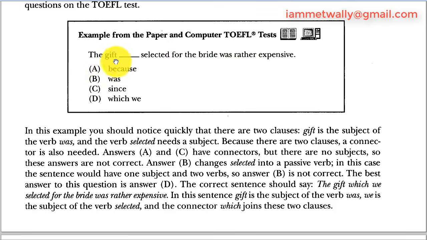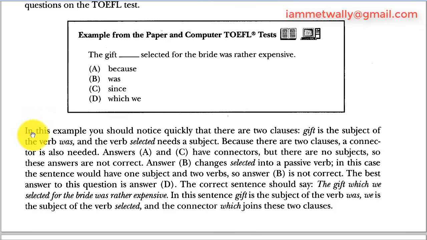I have one subject and two verbs: was selected, was rather, was expensive. So this doesn't work. Two subjects, two verbs. Since is not a subject. Which we: this is the only answer that can work, because which is a connector and we is the subject of the verb selected, and which we selected can describe the word gift.